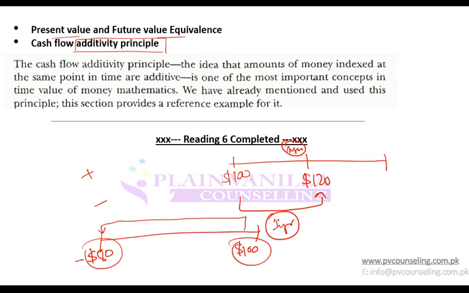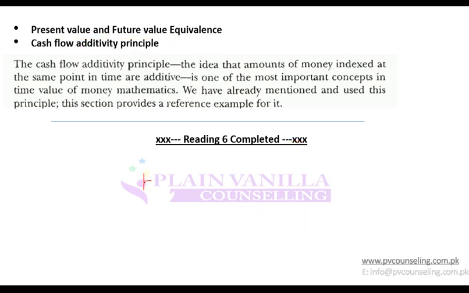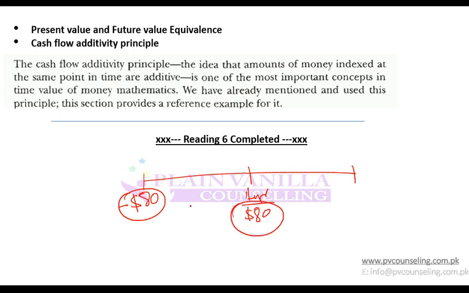For example, if you are making an investment by purchasing something for $80 today, and then you sell it again for $80 after 1 year, on the face of it, it looks like you haven't made a gain or loss, but even then you have made a gain or loss. Why? Because this $80 is not the same as this $80. For you to calculate gain or loss, you will first discount it back and then make the addition or subtraction. This is known as the cash flow additivity principle.